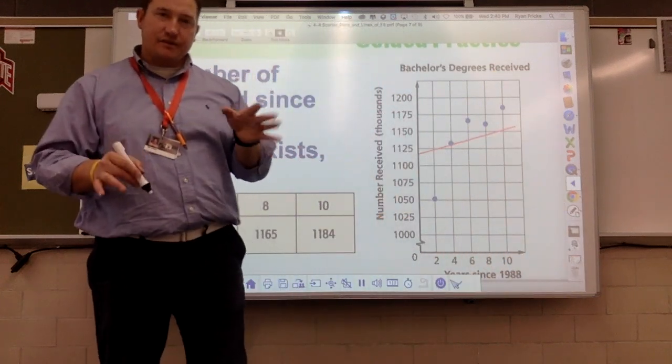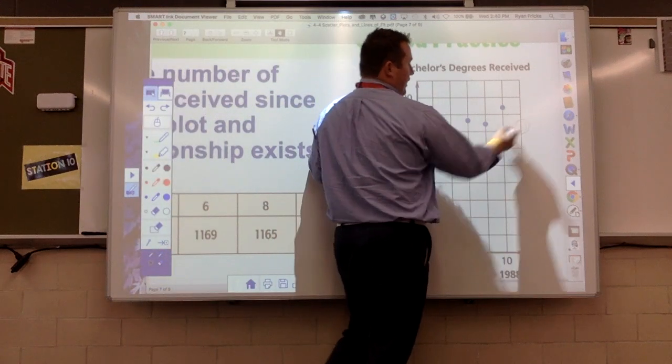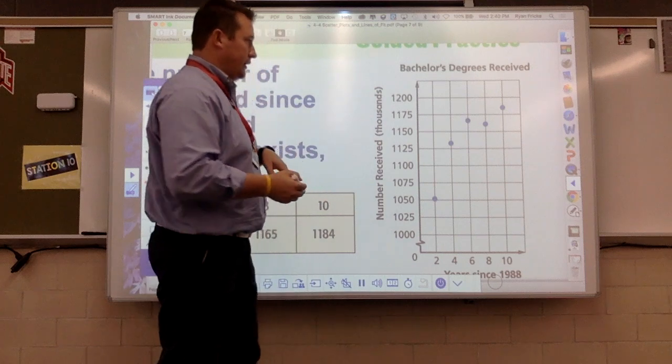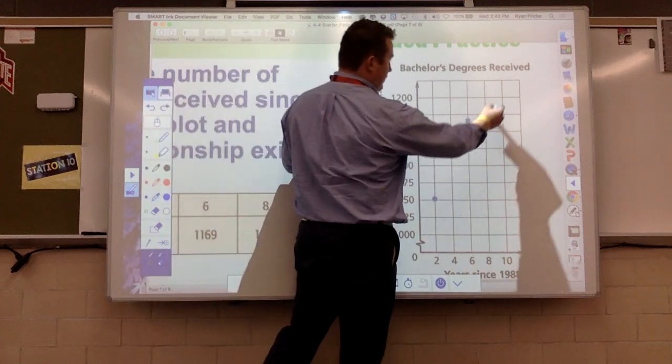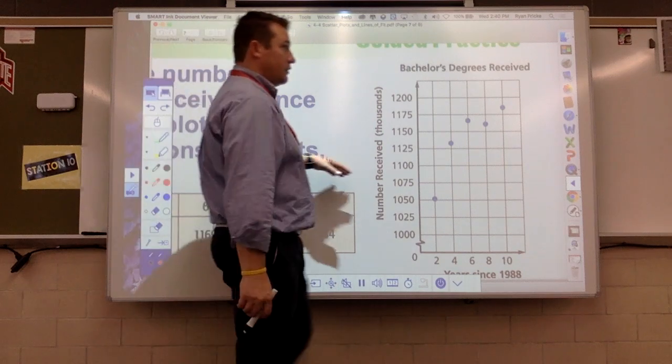We kind of need a mix of those last two, all right? So again, we're just roughly trying to guesstimate these lines. If you look, guys, it looks like most of our data goes through here.